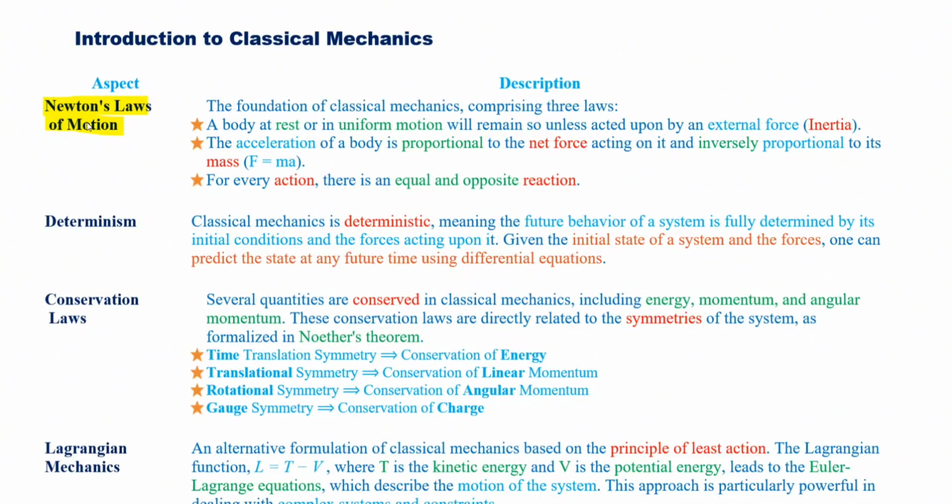And Newton's second law is about force and acceleration. The acceleration of a body is proportional to the net force acting on it and inversely proportional to its mass, expressed as F equals ma. And Newton's third law is about action and reaction. For every action, there is an equal and opposite reaction.